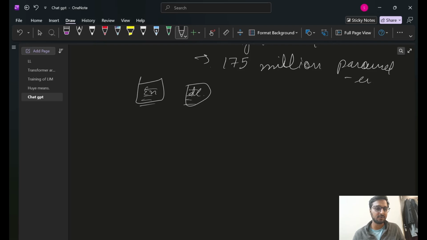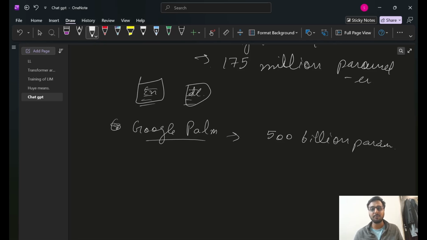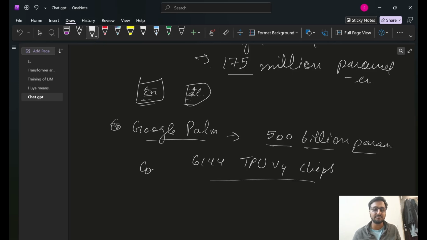Now we can also take Google Palm. Again, this has 500 billion parameters. GPT 3.5 has 175 million parameters, but Google Palm has 500 billion parameters. This is a very big model, the biggest ever built at that time, around 2022 to 2023. Also, 6144 TPU v4 chips, which are bigger than GPUs, were used to train this model. You can imagine how big this model is.